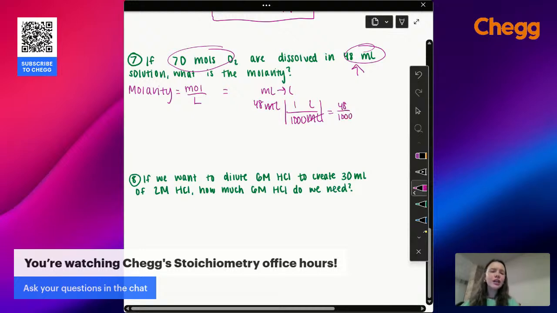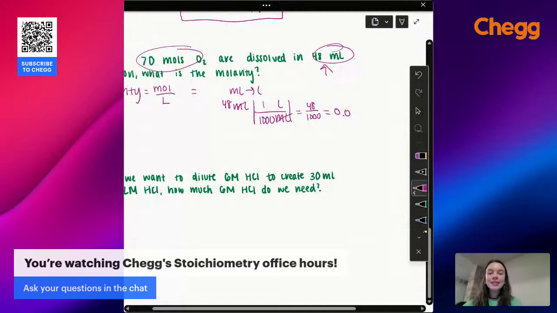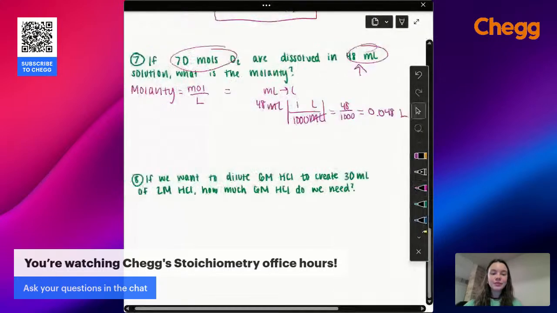It should be 48 over 1,000. I'm going to give y'all 10 seconds to put that in your calculator so that you can let me know what you all get and lock in that answer. 5, 4, 3, 2, 1. Our answer is 0.048 liters.